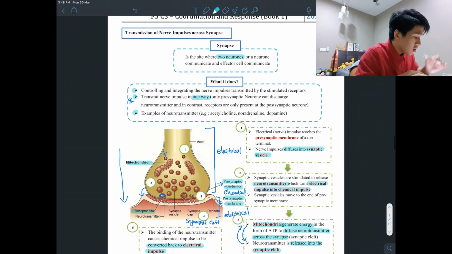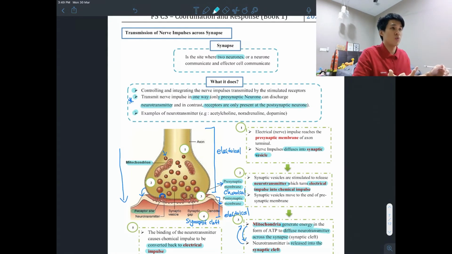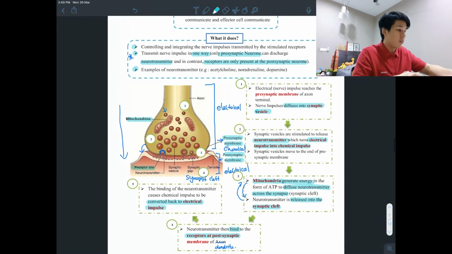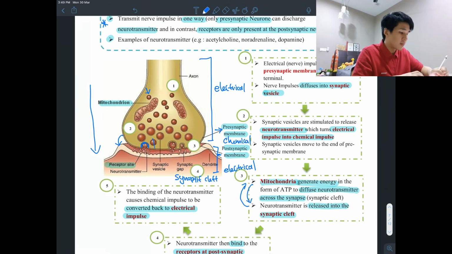There are two ways to answer, 2 marks in the answer. Only the presynaptic membrane or neuron can discharge neurotransmitter. And receptors are only present at the post-synaptic membrane or the post-synaptic neuron. Post-synaptic neuron and post-synaptic membrane are the same thing, by the way. So if only the pre has neurotransmitter, I can only convert the chemical signal and come like this. Why I cannot go back is because there's no neurotransmitter here, so I cannot convert the electrical to chemical.